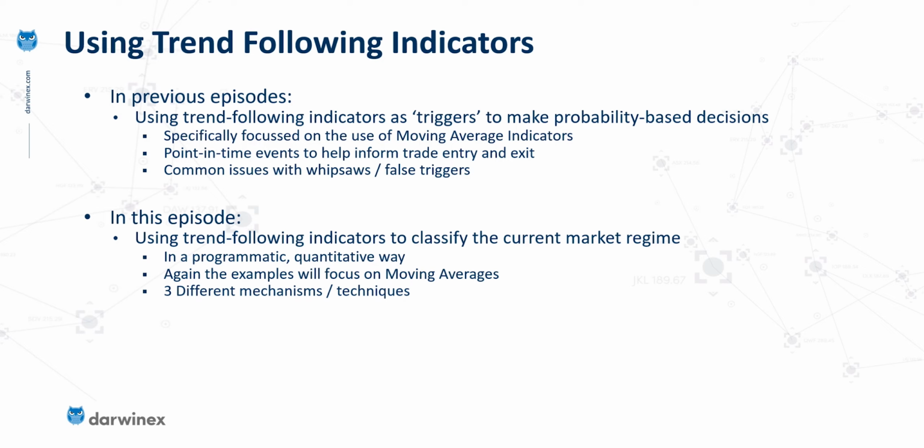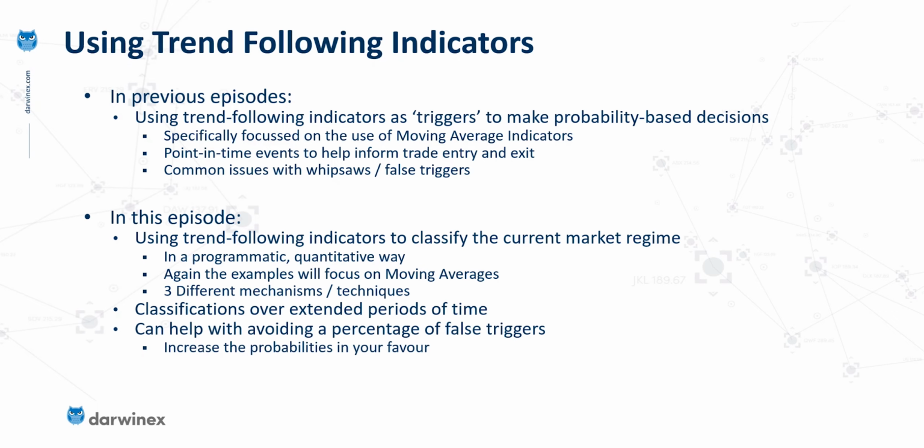Now, using indicators in this way is slightly different to when you're using them to provide a trigger. A trigger is an event that happens at a moment in time that you either need to act on or ignore. Whereas when using indicators for regime filters, this classifies the market for extended periods of time. And taking account of those market regimes can help to avoid false triggers, and by doing that will help to increase the probabilities in your favour.